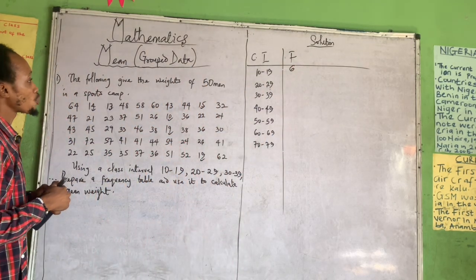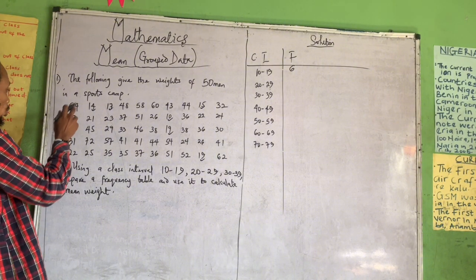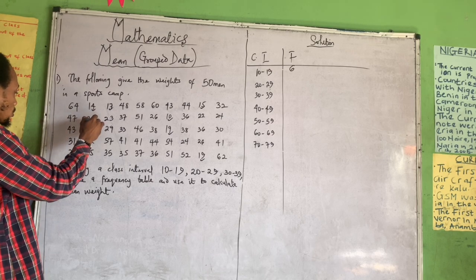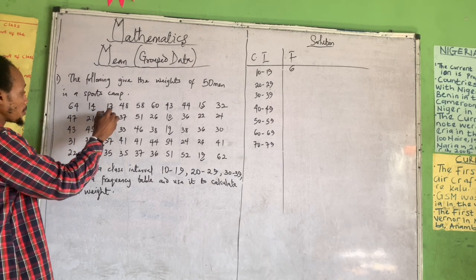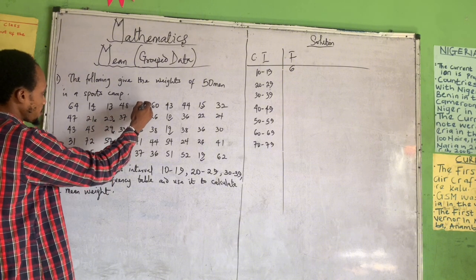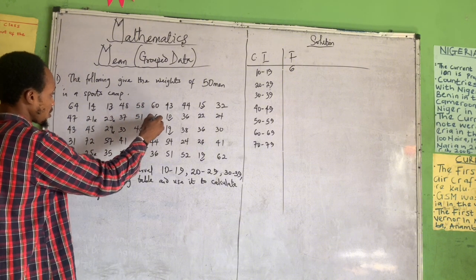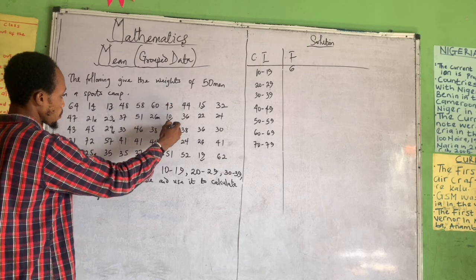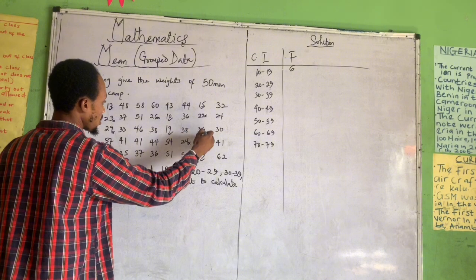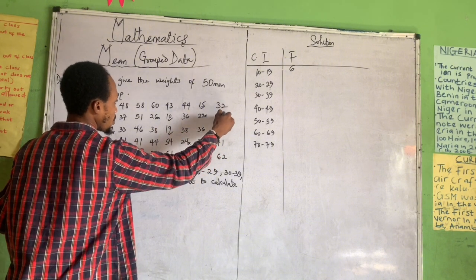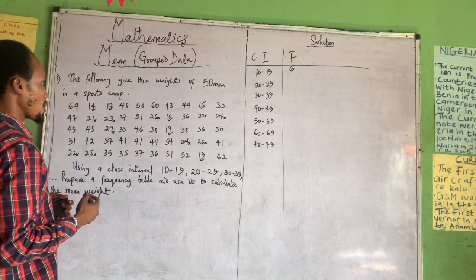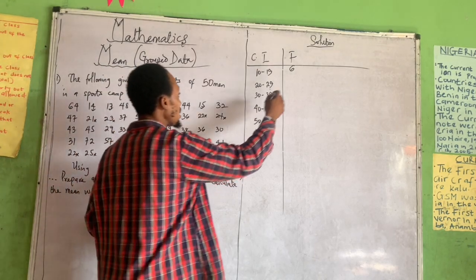So for 20 to 29, we can use like this. 20 to 29. 1, 2, 3, 4, 5, 6, 7, 8, 9, 10. All right, so 20 to 29 is 10.